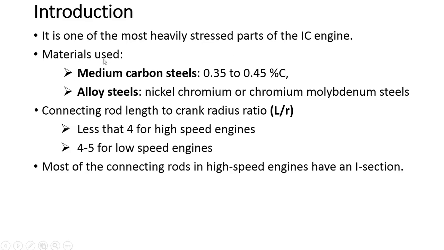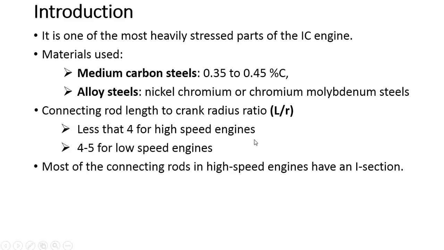Basically we use materials like medium carbon steels with 0.35 to 0.45% carbon, and alloy steels like nickel chromium or chromium molybdenum steels. When I talk about medium carbon steels, the connecting rods made of these are used in industrial engines basically. Whereas alloy steels, nickel chromium and chromium molybdenum steels, are used in automobiles or aero engines.